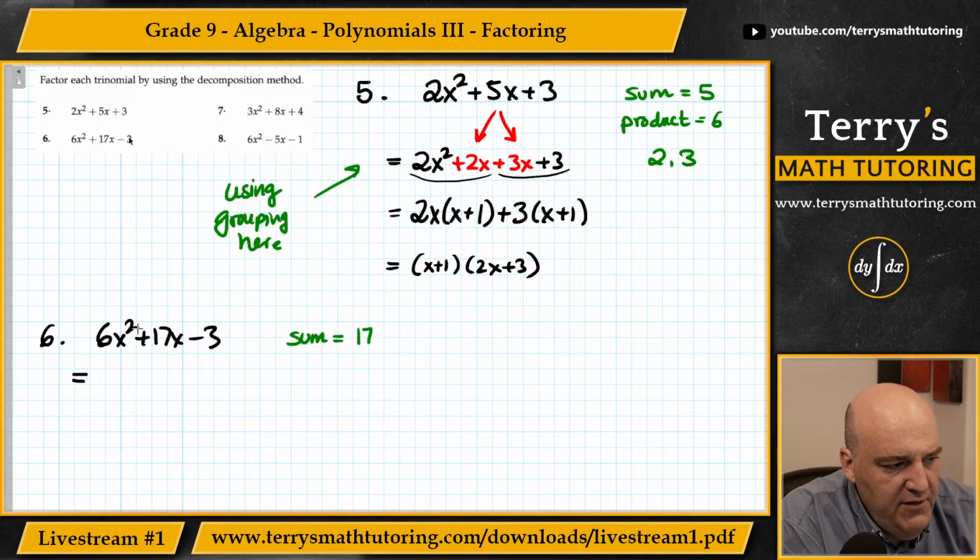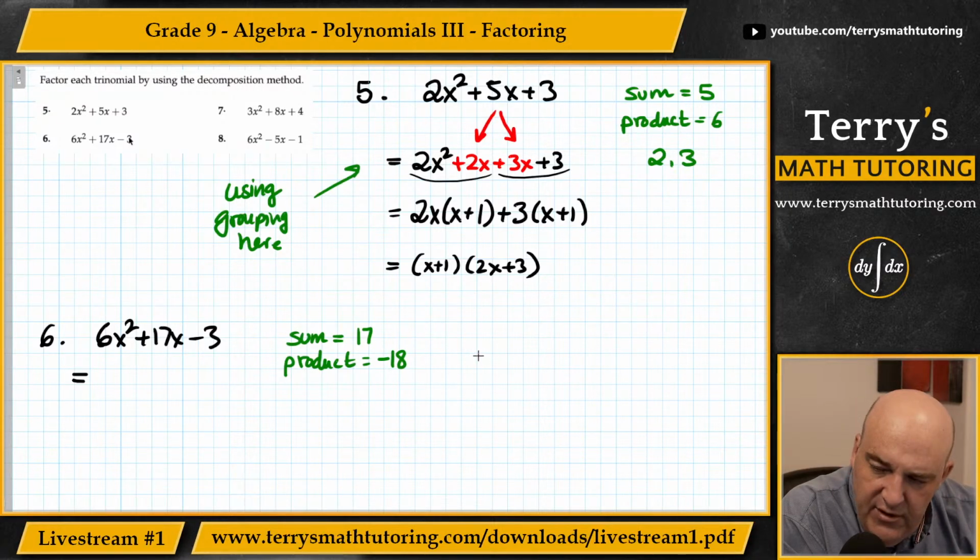So the sum is the b value, which is plus 17. What is our product? It's a times c, which is negative 18. 6 times negative 3 is negative 18. So to multiply to 18, we got 1 times 18, 2 times 9, 3 and 6. I think the only way to get 17 is with 1 and 18. Since we're multiplying to a negative, I know 1 is negative, 1 is positive. In order to get the plus 17 when I add them, I'm going to have to put the negative here.